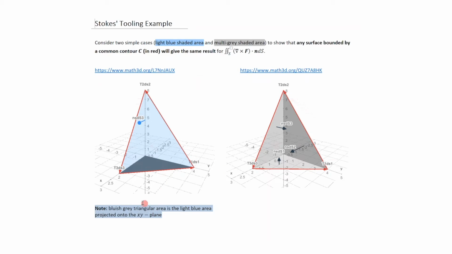Okay, so the bluish-gray triangle area is the light blue area projected onto the XY plane. And so here again we have the contour in a counterclockwise direction, the area vector pointing in this direction. Again, right-hand rule. Here we have the same contour, but looking inside the box. Again, these area vectors are pointing in the correct direction according to the right-hand rule.